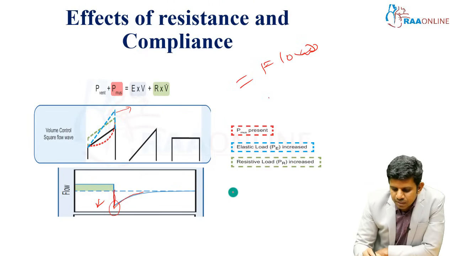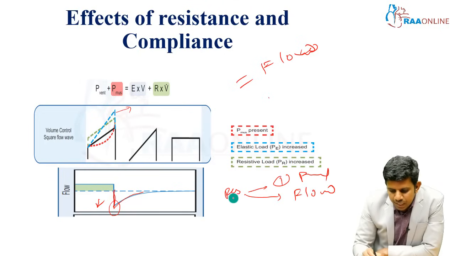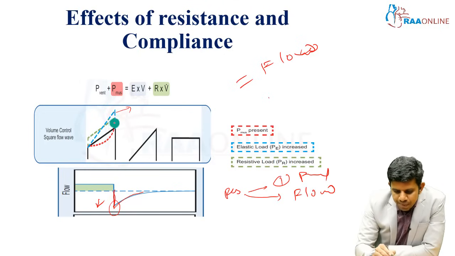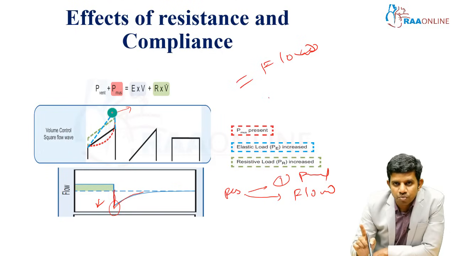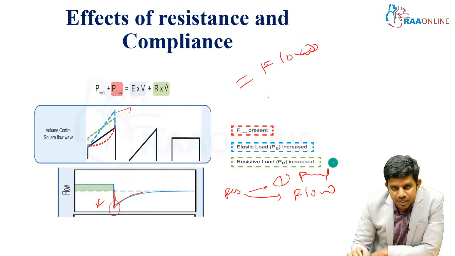So the resistance depends upon two things. One, patient related factors. Second, flow related factors. Whenever I see high peak pressure in the volume control mode, it may be related to the high flow, or it really is a problem with high resistance from patient factors like tube block or secretions.